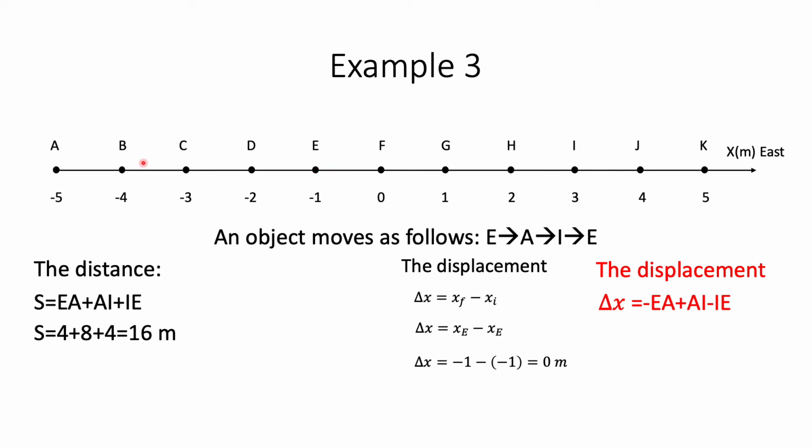Same thing if we apply the other formula, delta x equals: from E to A, this is E, going to A means moving in the negative direction, so it is negative EA. Then from A to I, from this point to this point, moving in a positive direction, we put it plus, AI. Then from I to E, moving in a negative direction, so we put minus, and the answer is 0 meters.